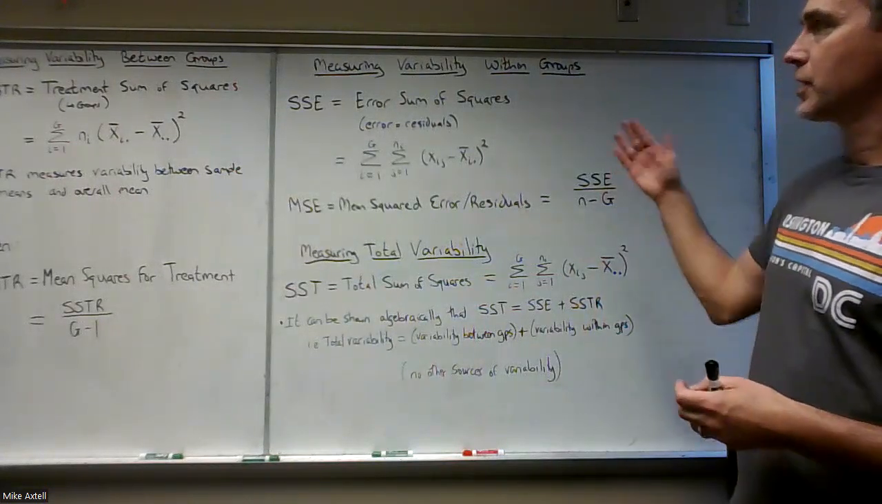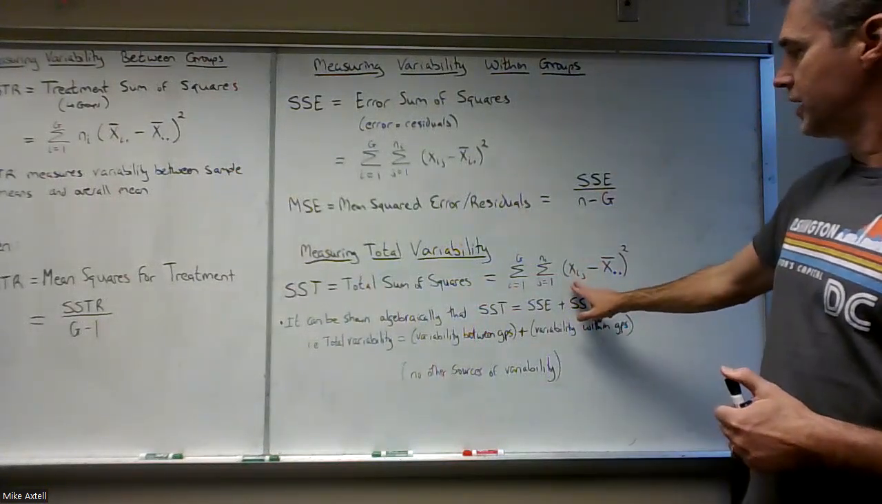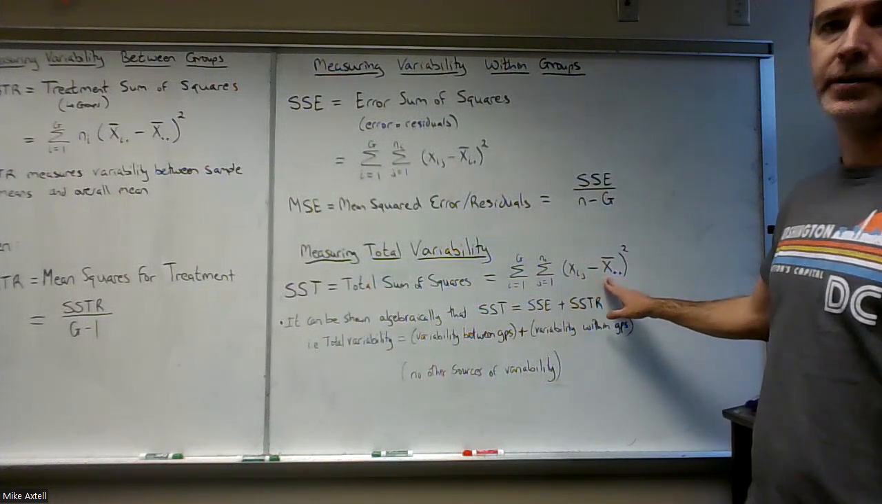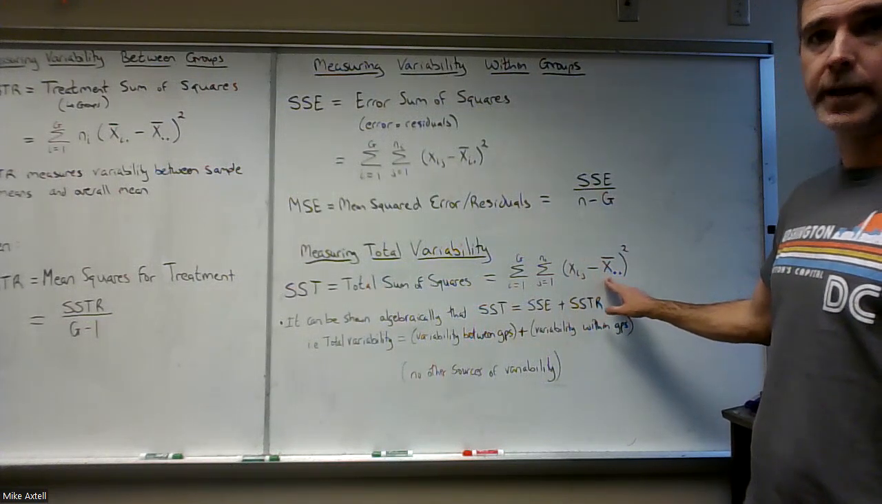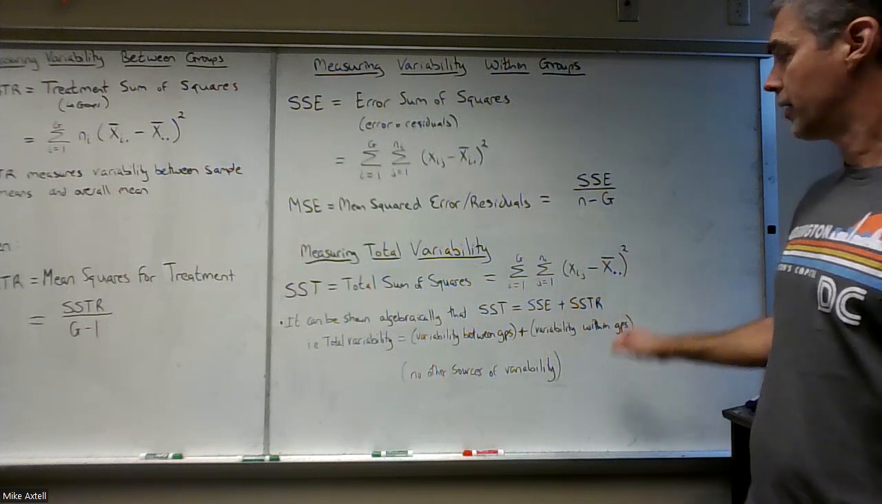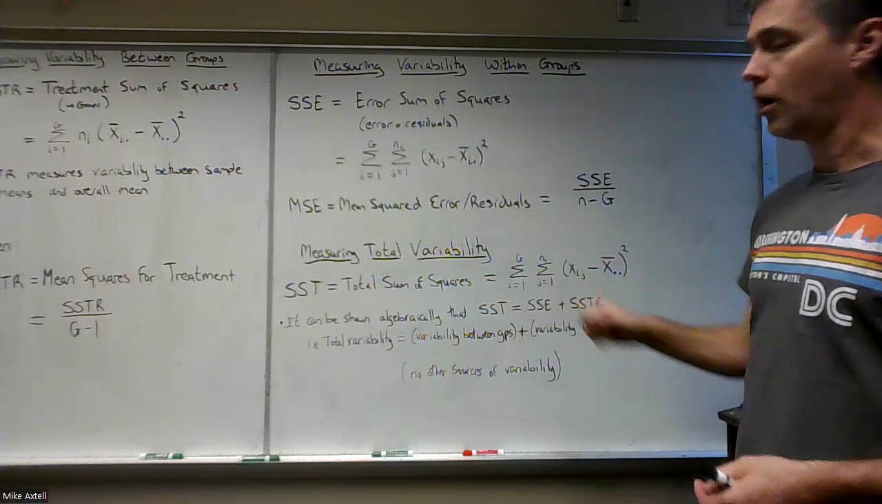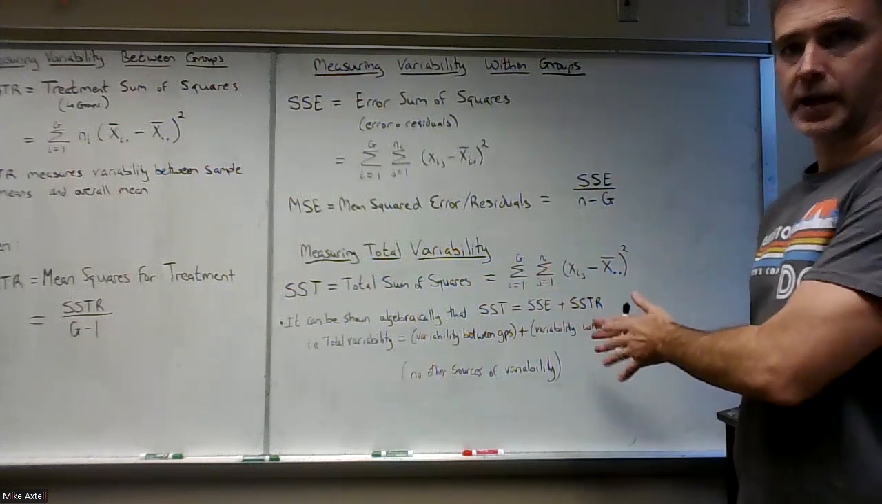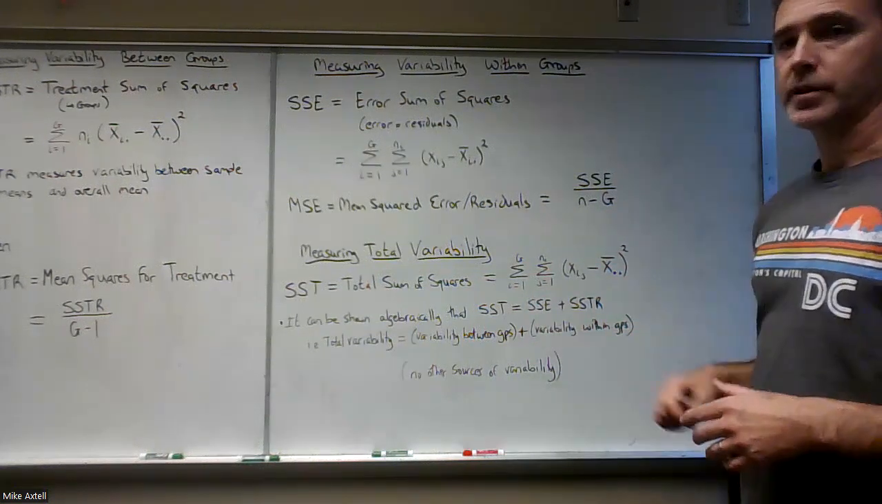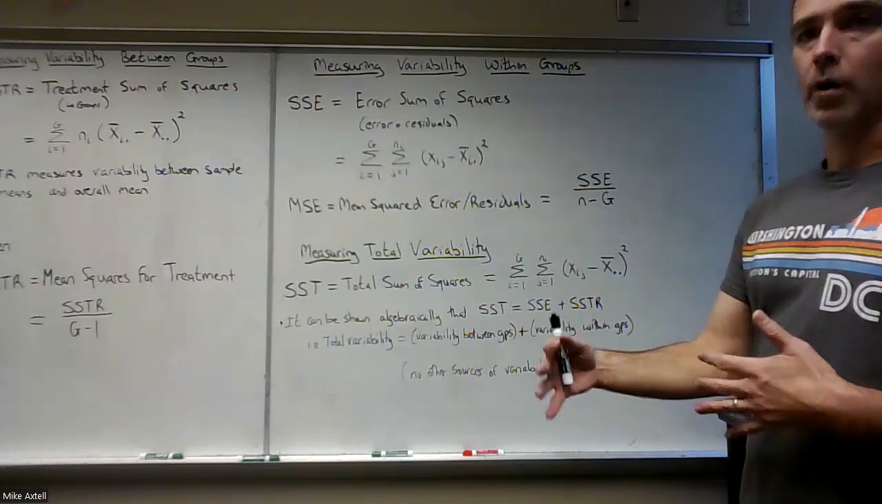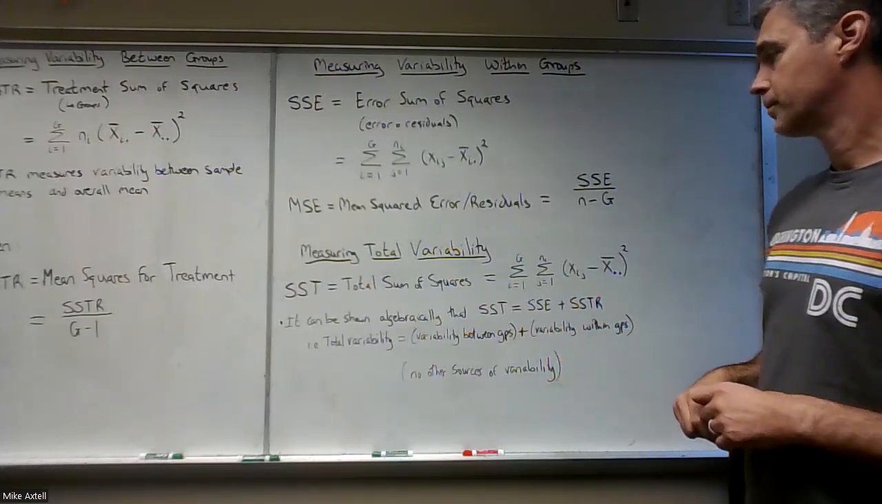And here, this is much like SSE, but now we're going to take each data point and figure out its distance to the overall mean, x bar dot dot, square it, add it up over each element of the sample, and then over all the different samples we've taken, okay? So this is measuring the distance from the overall mean of all the samples.